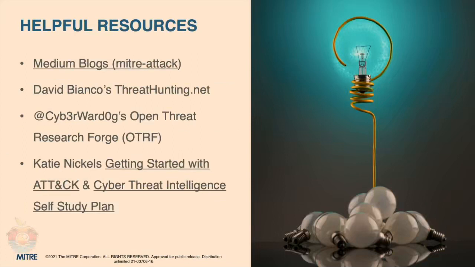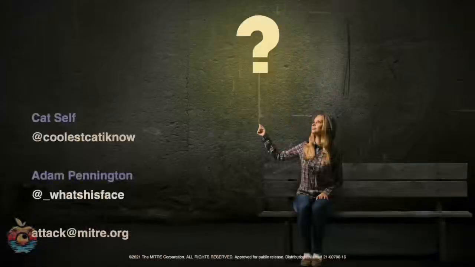So some helpful resources. There are Medium blogs that we put out. Pretty much all the stuff that we publish, we try to always do a blog about it, especially with the release notes. You'll notice that the release notes for this time with macOS will have lots of the updates and changes that we've made to all the techniques. There are other resources that I've already cited before, like David Bianco's threat hunting blog and the Open Threat Research Forge. Katie Nickels did amazing blogs on mapping to ATT&CK and getting started with it, for those of you that are not familiar with it. And so that brings us to our questions. We actually have time for questions.